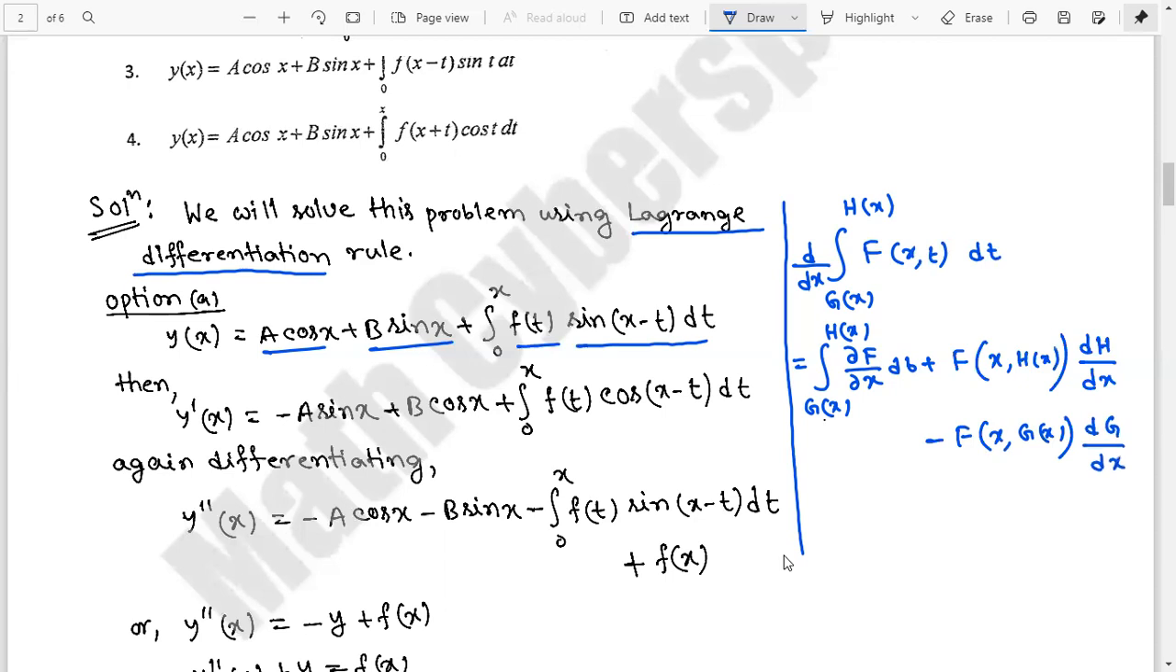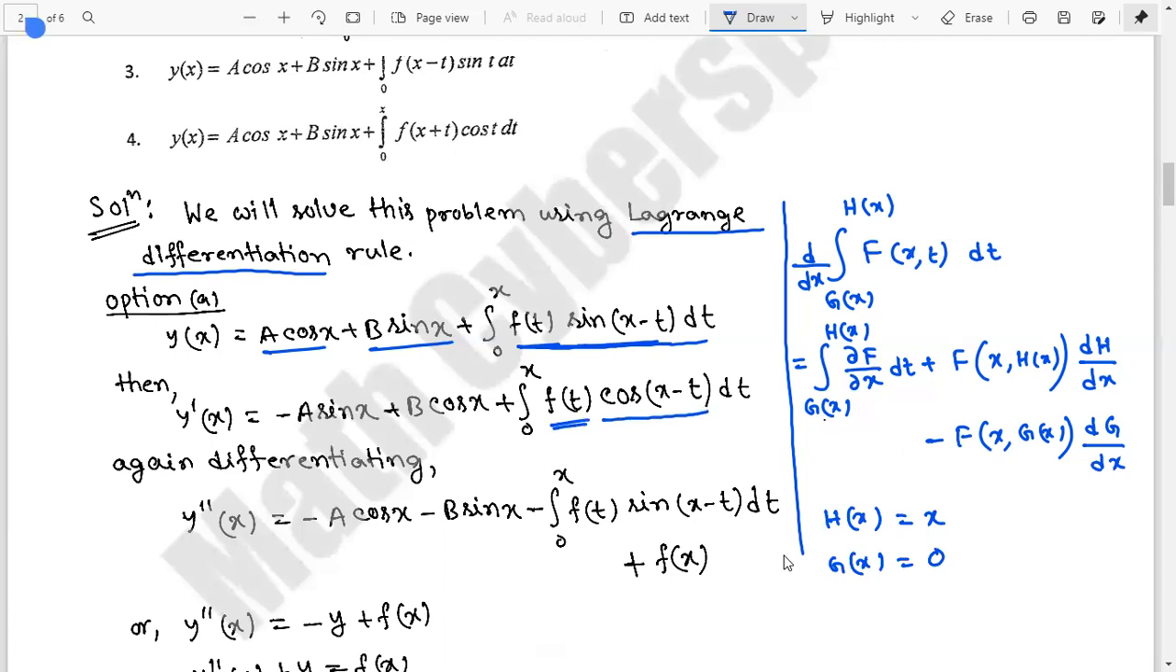Now here in our given problem, the upper limit, that means h(x), is equal to x, and the lower limit, that means g(x), is equal to 0. And this is our whole f(x, t). Now in the first part, the integration from g(x) to h(x) of ∂f/∂x dt. If we differentiate this part, f(t) sin(x − t) dt, with respect to x, this will be f(t) cos(x − t) dt.